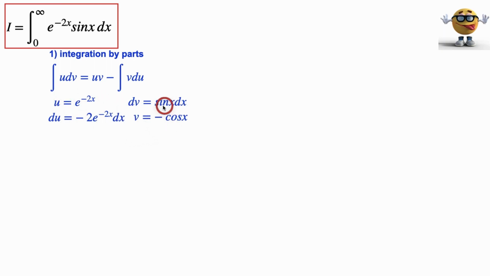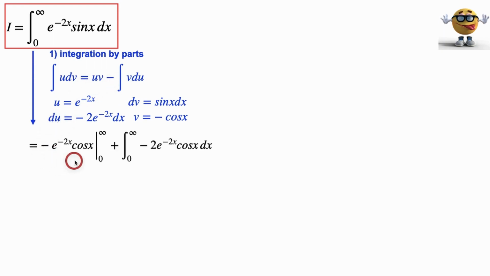Now we'll take these and plug them into our integration by parts formula to give us this. So this is u times v, evaluated from 0 to infinity, minus the integral of v du. Now both of these are negative, so they cancel out to make it positive, and this minus sign, I brought it inside the integral to make it positive here.